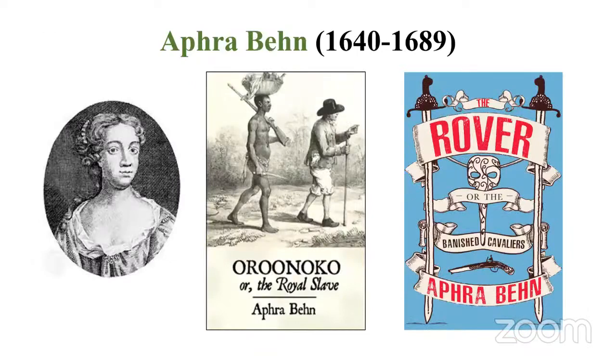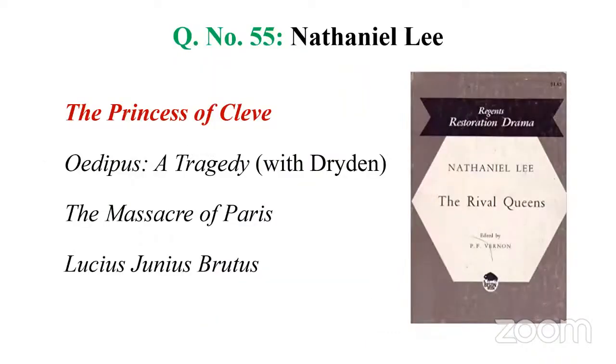Aphra Behn was born in 1640 and died in 1689. A Restoration playwright who also wrote prose works. Oroonoko, subtitle, or The Royal Slave, is a kind of fiction. And this is a play, The Rover, or The Banished Cavaliers. Okay. So what we understand from this question is that we should focus more on Restoration plays in general, every time we get a question from Restoration plays. With Dryden and Pope, later coming Pope, we should read about the other Restoration playwrights.